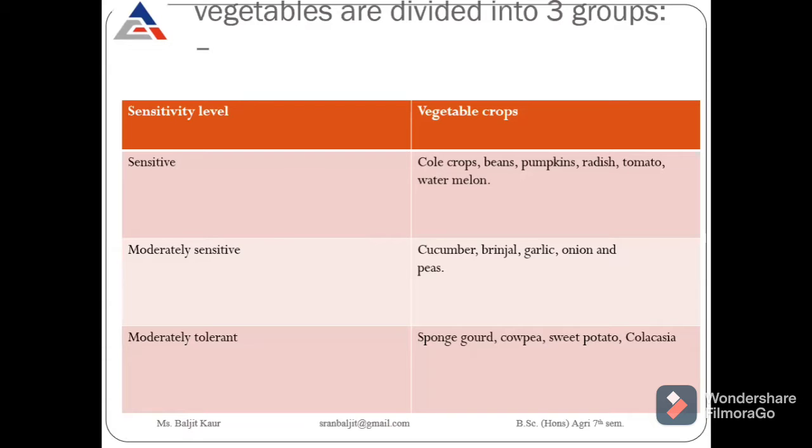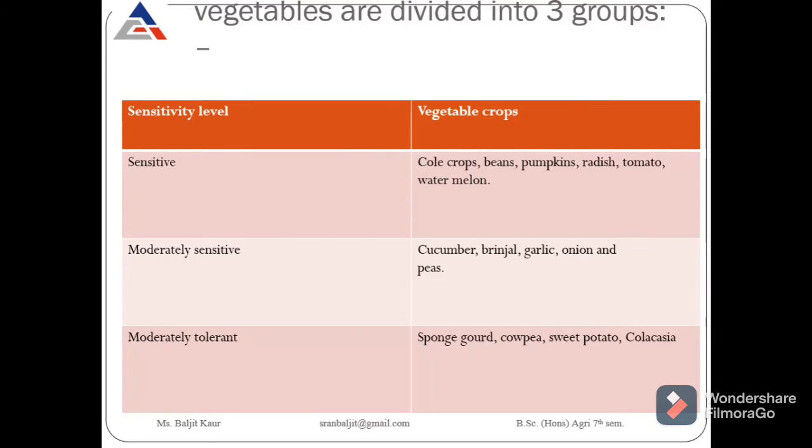Now, vegetables, according to their sensitivity level, are divided into three groups. So, there are some crops which are very sensitive to waterlogging conditions. There are some moderately sensitive to waterlogging conditions, and some of the crops are moderately tolerant to waterlogging conditions.